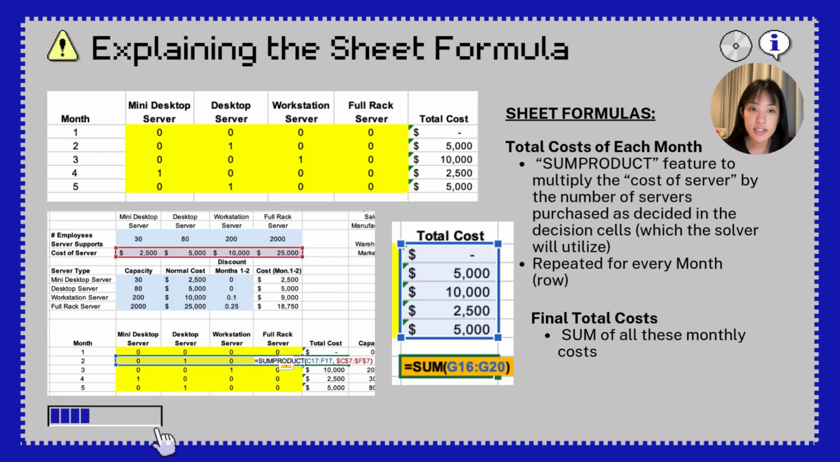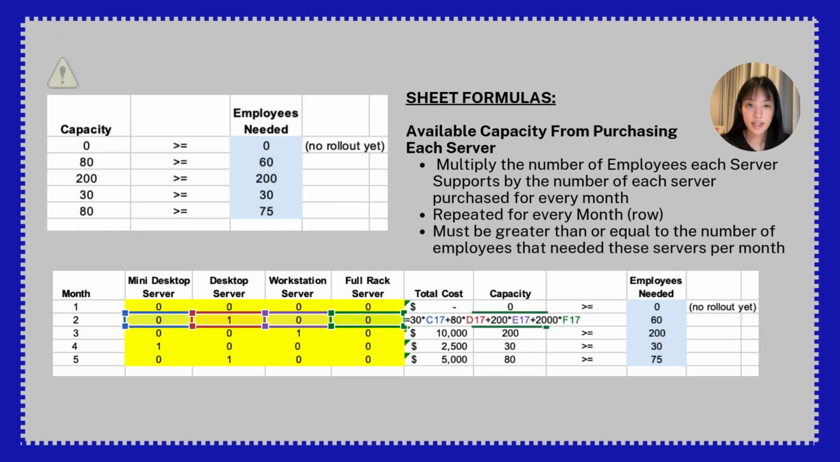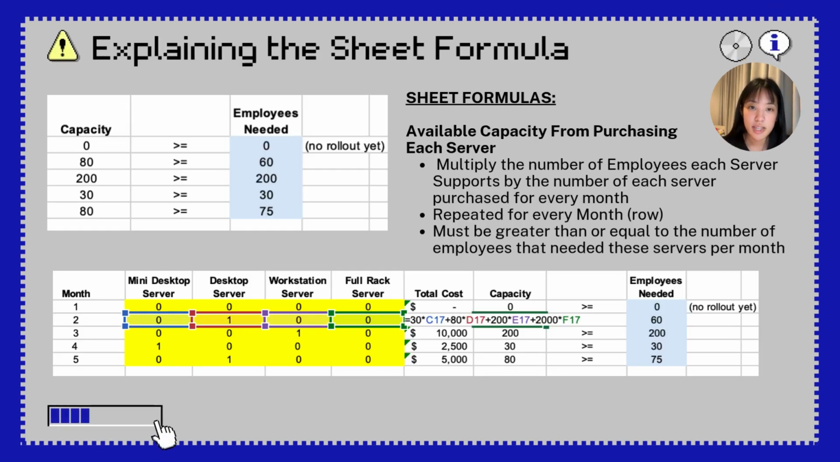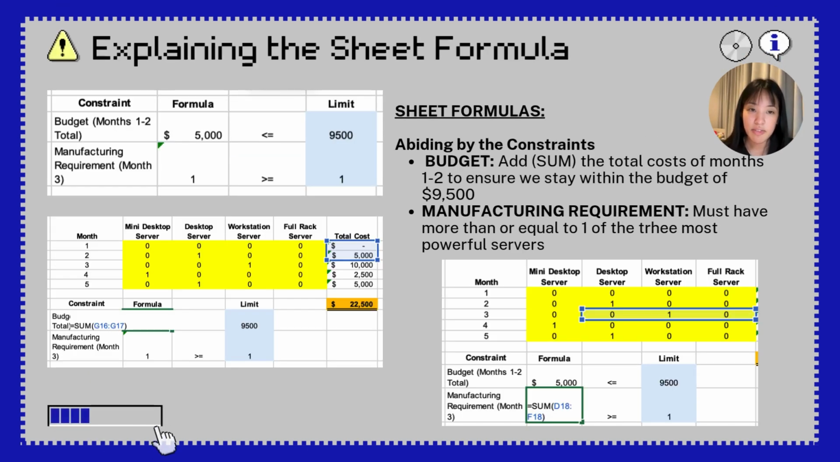Next, to get the potential costs of each month, we utilize the SUMPRODUCT feature to multiply the cost of each server by the number of servers purchased as decided by the decision cells, which the Solver will utilize. We did this for every row or month, and the final total cost cell is the sum of all these monthly costs. Then we calculated the available capacity from purchasing each server, as to be decided by the Solver. We did this by multiplying the number of employees each server supports by the number of each server purchased for every month. We made sure that it was greater than or equal to the number of employees that needed these servers per month.